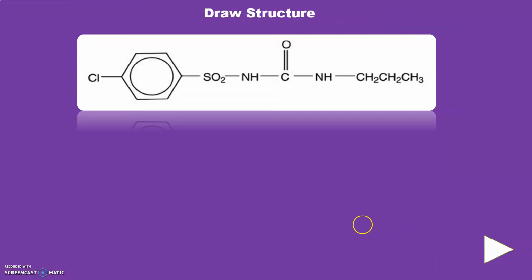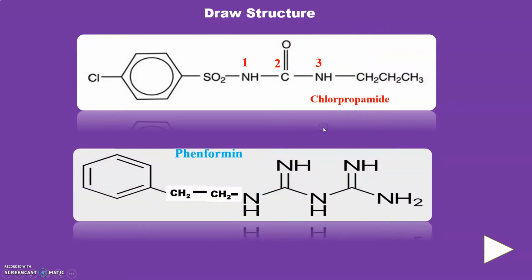Now the next point is structures. There are 2 structures under the category of oral hypoglycemic agents, and here is the first structure in front of you. Just select the basic nucleus and write down the chemical name. The name of the structure is chlorpropamide, with the presence of urea and a sulfonyl group containing a para-chlorine group and propane, that's why chlorpropamide. Second structure is phenformin, and here is the structure in front of you.